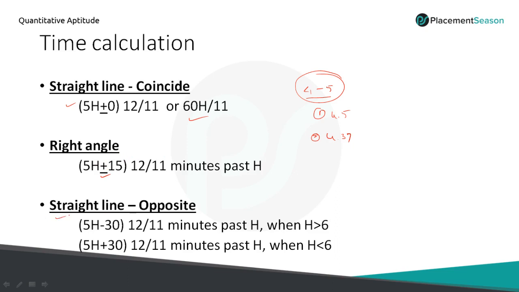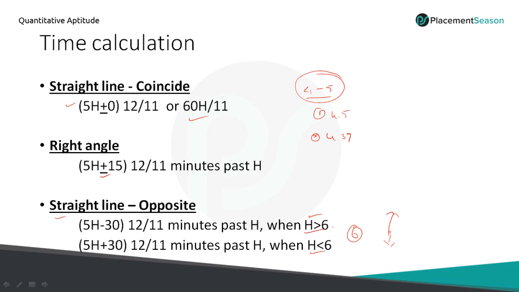Third one is to find the exact time for a straight line. That is 5h minus 30, into 12 by 11, if the hour value is more than 6, that is 7, 8, 9, 10, 11. And the second formula, 5h plus 30, into 12 by 11, is for when the hour value is less than 6, that is 1, 2, 3, 4, 5. Exactly at 6 o'clock, the hands of the clock will be in a straight line, so no need to substitute any formula. Before 6, you have to use this formula, and after 6, you have to use the other formula.